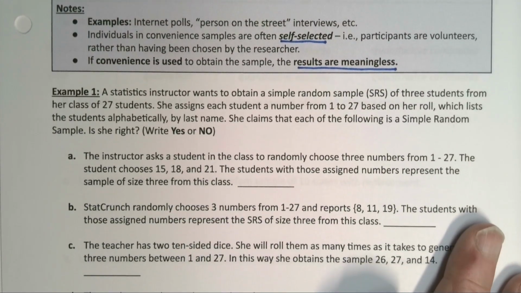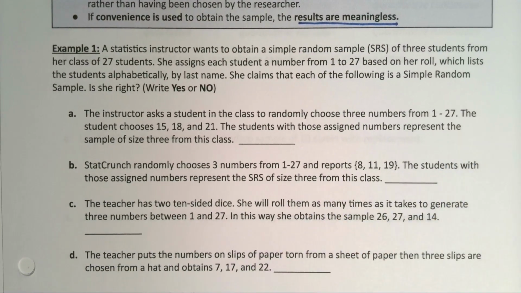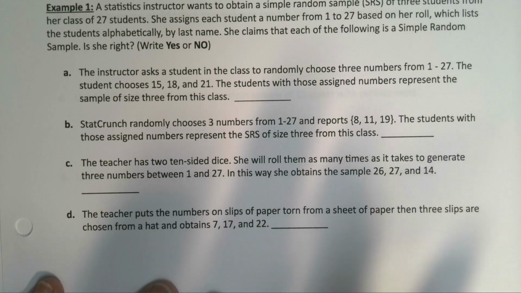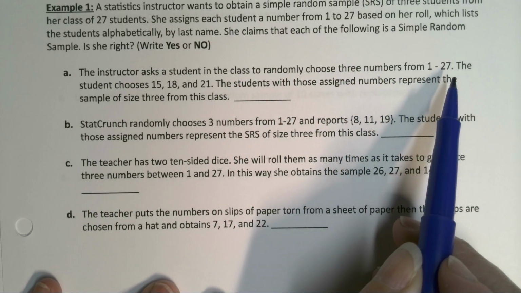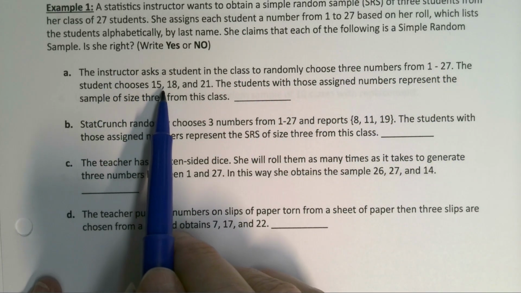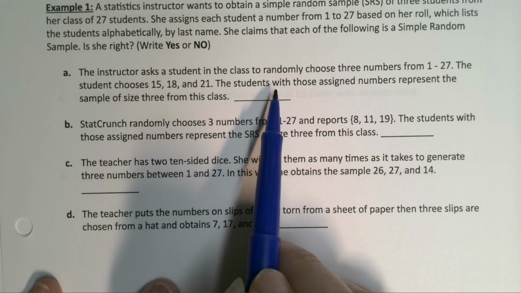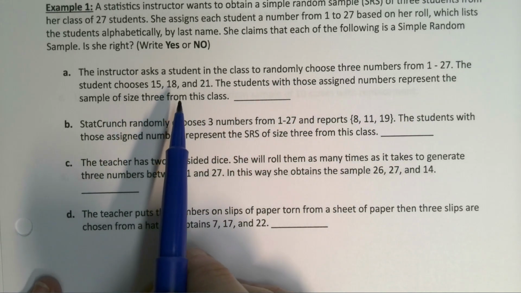All right, so let's look at some examples. A statistics instructor wants to obtain a simple random sample, SRS, of 3 students from her class of 27 students. She assigns each student a number from 1 to 27 based on her roll, which lists the students alphabetically by last name. She claims that each of the following is a simple random sample. Is she right? All right. The instructor asks a student in class to randomly choose 3 numbers from 1 to 27. The student chooses 15, 18, and 21. The students with those assigned numbers represent the sample of size 3.